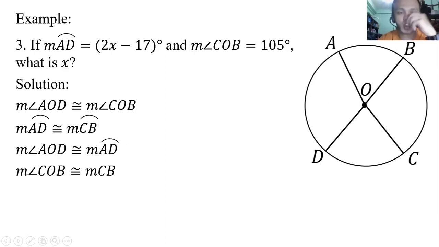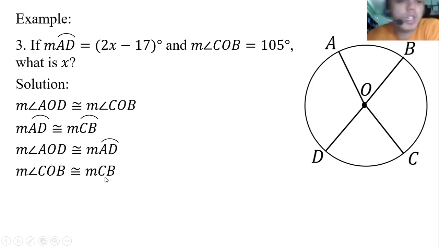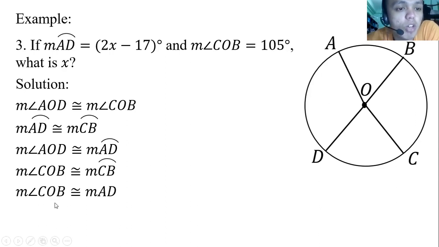okay, ito na, another method, no? Substitute natin, no? Yung AOD natin is equal to AD. Okay? Since they are congruent naman, no? And then, COB naman is congruent to your CB. Therefore, measure of angle COB is congruent to measure of arc AD. Kasi AOD is congruent to AD, which is their intercepted arc. COB is congruent to CB kasi nga intercepted arc siya ng central angle na to.